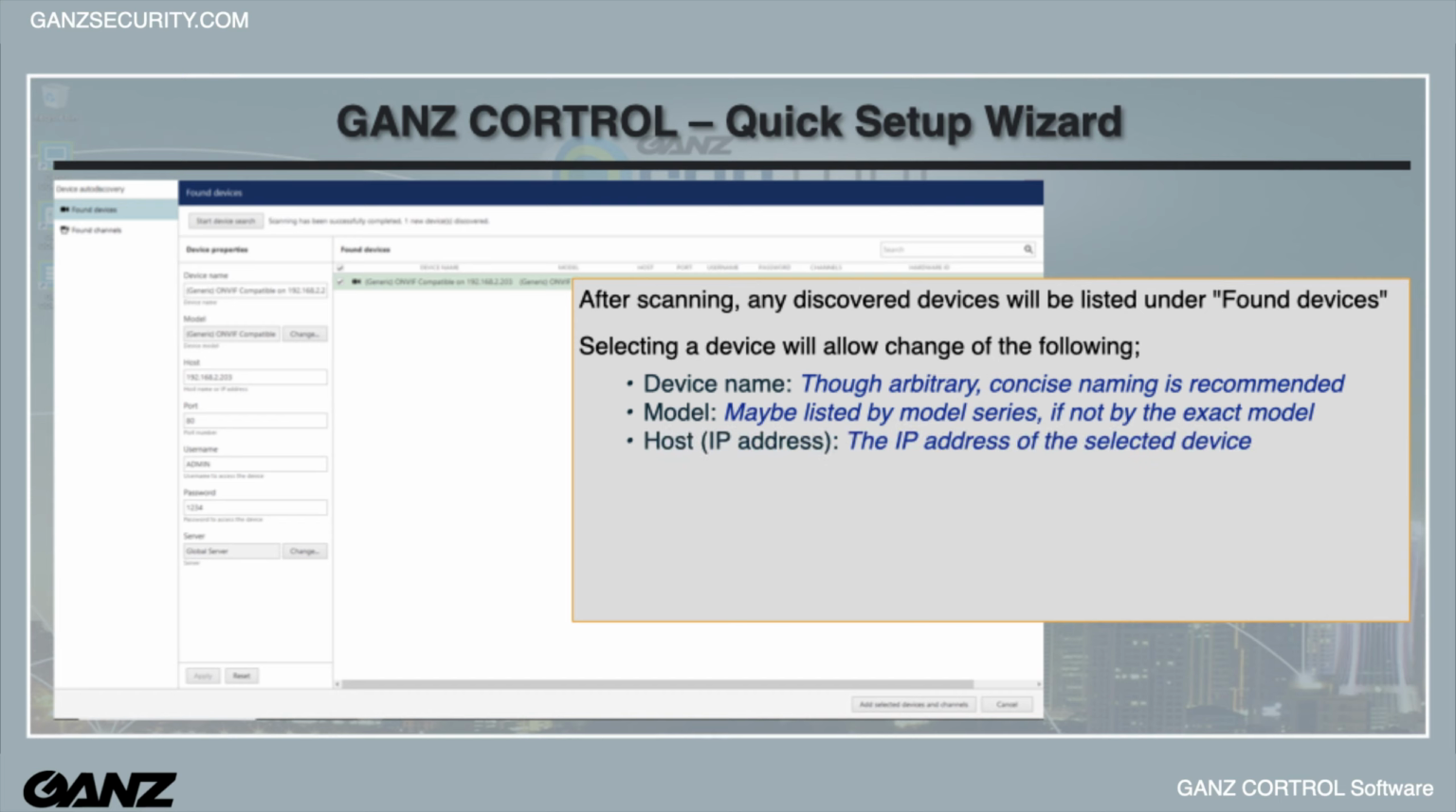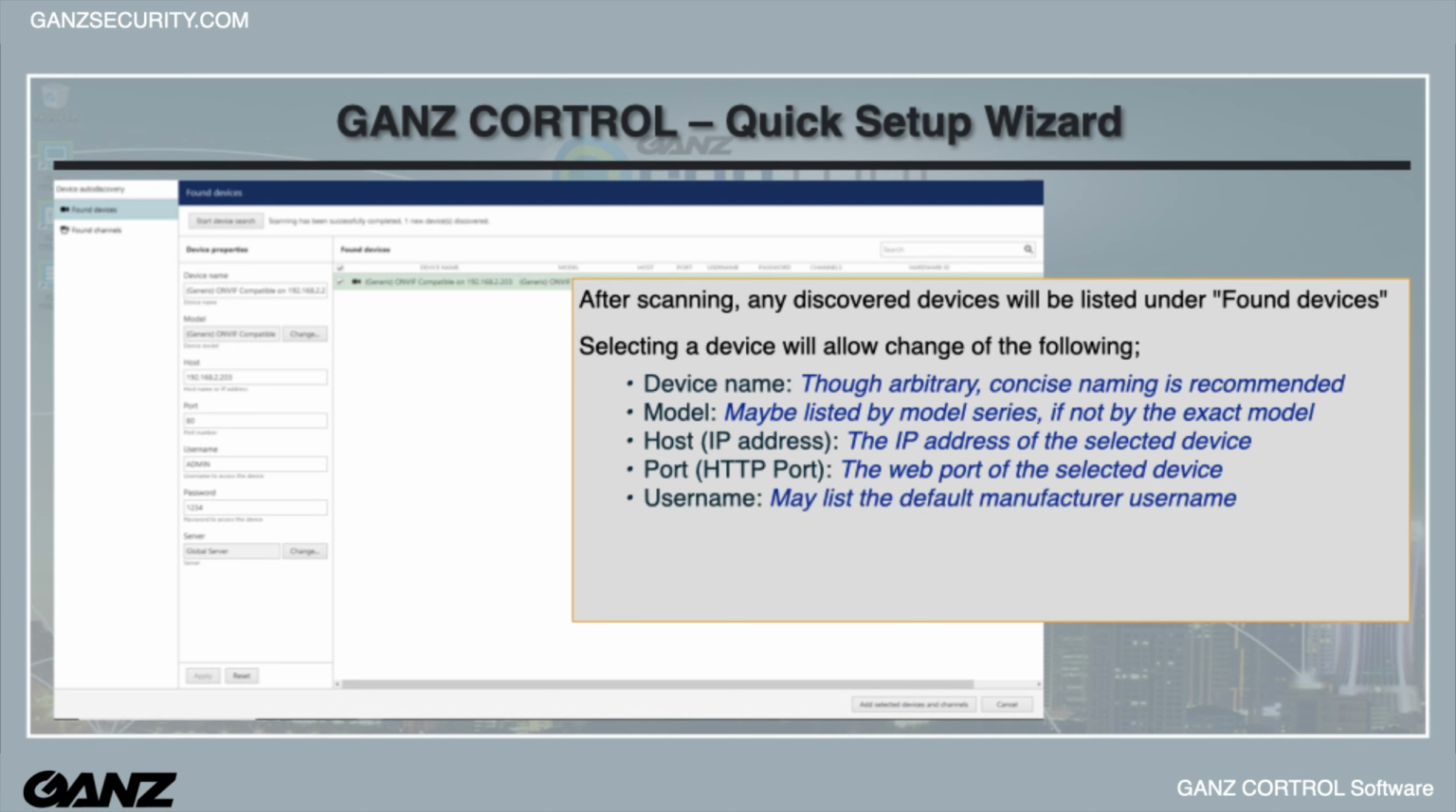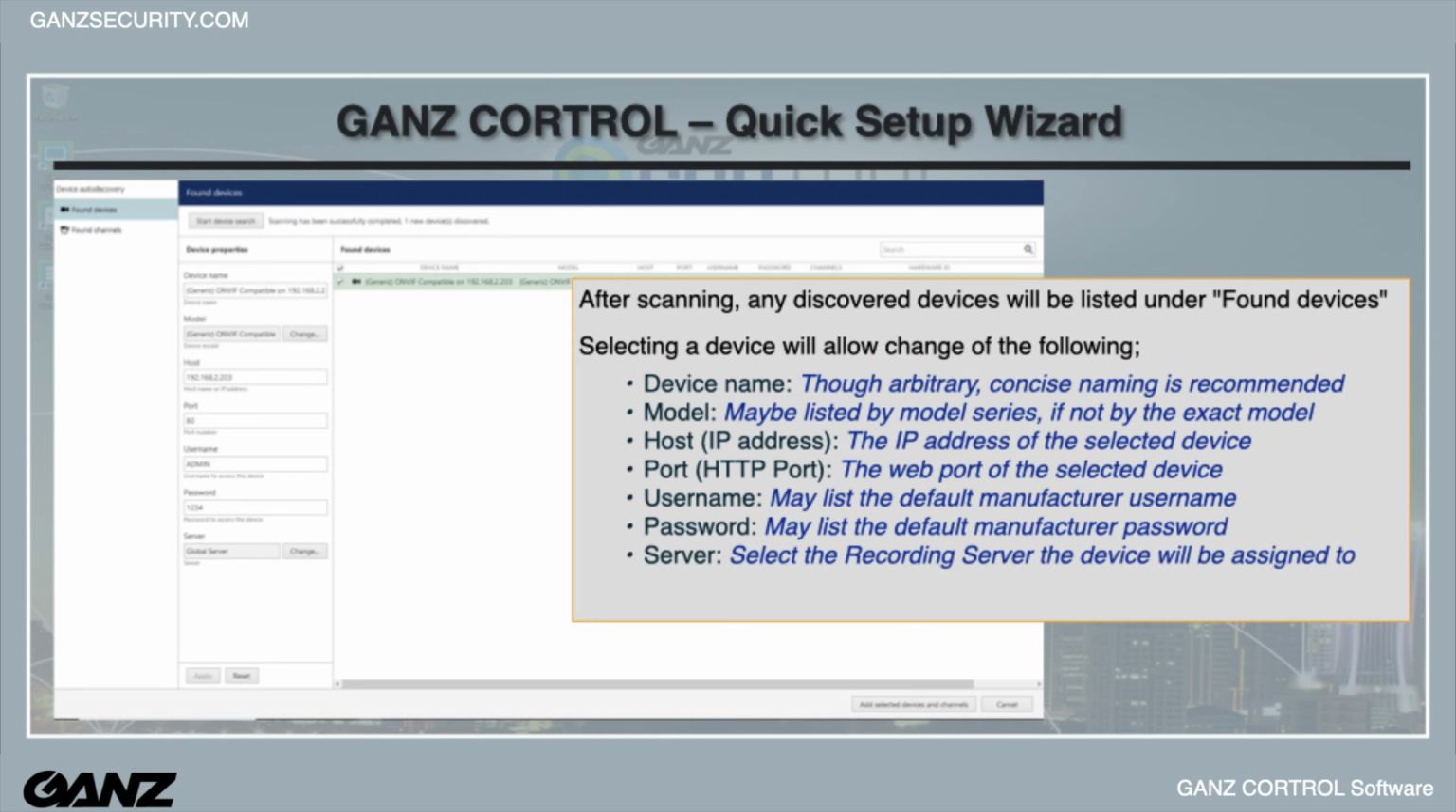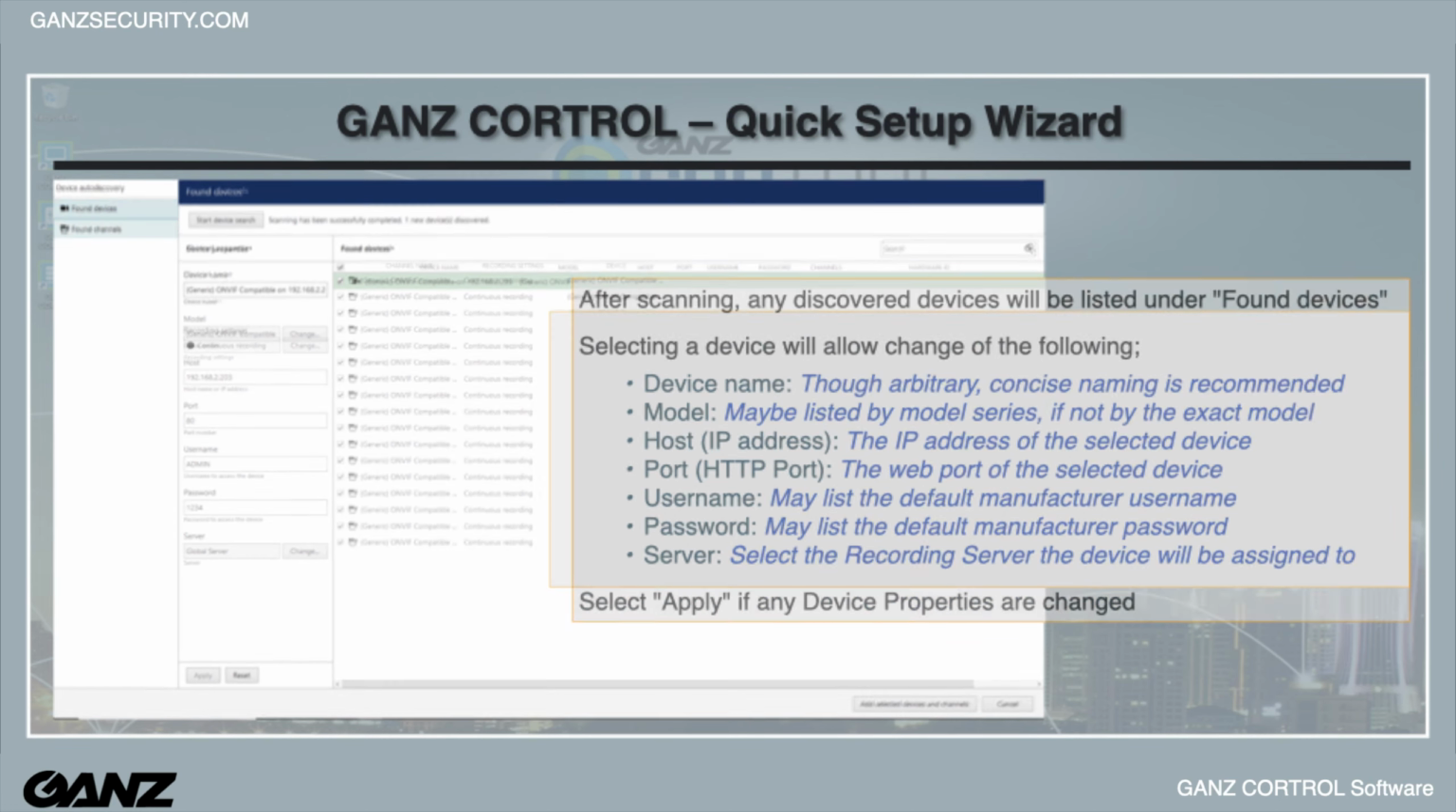Host IP address, the IP address of the selected device. Port, HTTP port, the web port of the selected device. Username may list the default manufacturer username. Password may list the default manufacturer password. Server, select the recording server the device will be assigned to. Select Apply if any device properties are changed.